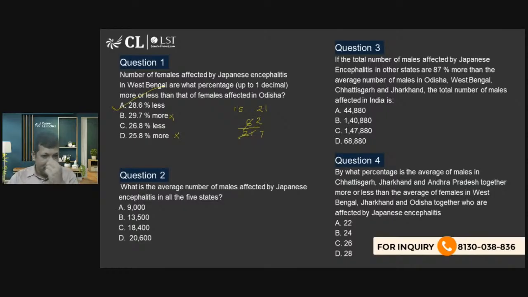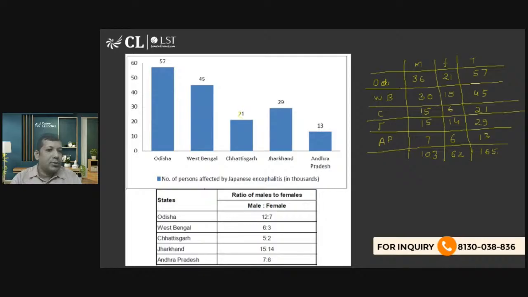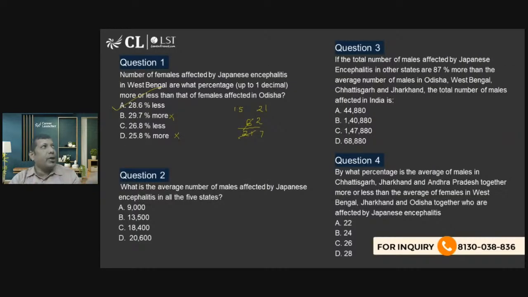Right? Now, question number 2. What is the answer? Total number of males are 103. Average is going to be 103 divided by 5. That is going to be 20,000 something. So second is crazy easy. That is going to be option D. Very nice. So in question number 2, nothing to be done. As soon as you get the sum, you can get the answer.